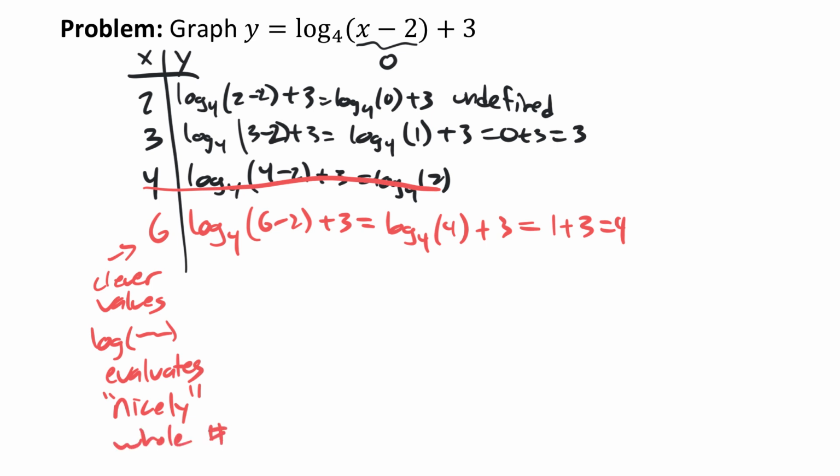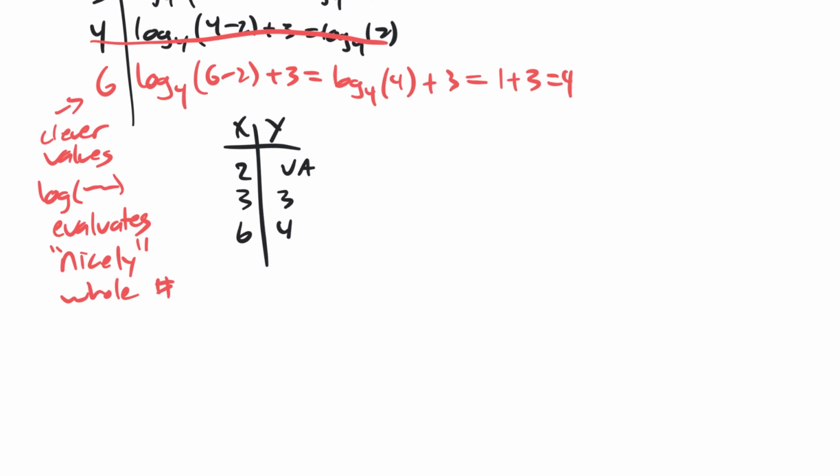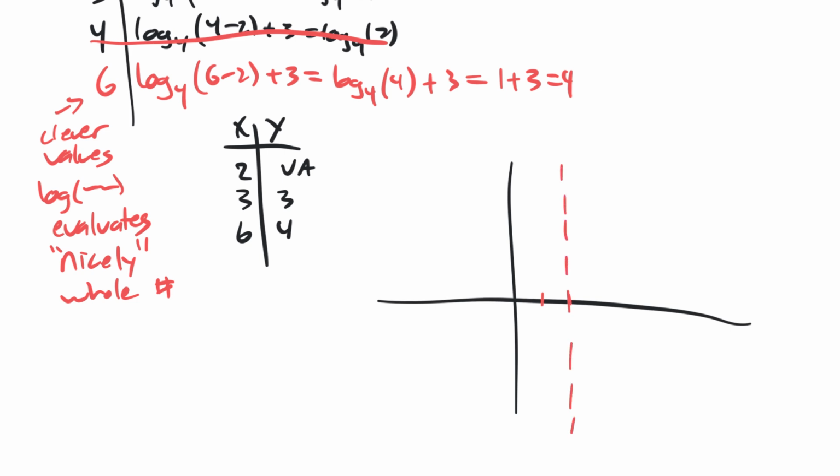Okay. So we've got our points. Again, maybe I'm just going to clean this up a little bit here. So x and y, we had 2, 3, and 6. Although 2 here was going to be your vertical asymptote. 3 is 3. 6 is 4. All right. So vertical asymptote at 2. Then we've got a point at 3, 3. And then at 6, it's going to be 4.